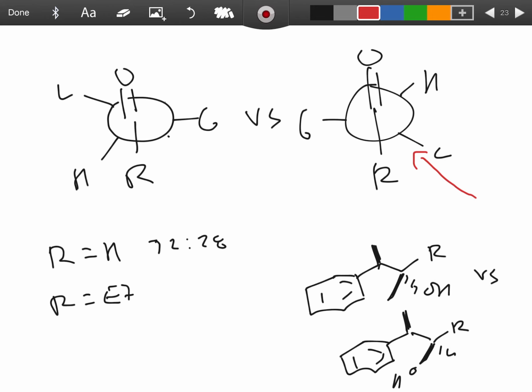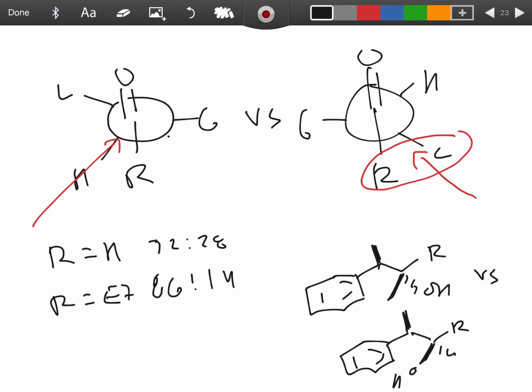Because now this area here, as you go from hydrogen to ethyl, gets really crowded, right? Because now you've got to get past two carbon groups. Where if you approach along this path, which is what we want, you only have to go past one group, and then the selectivity improves to 80. Was it 86 to 14? So it gets a little bit better.